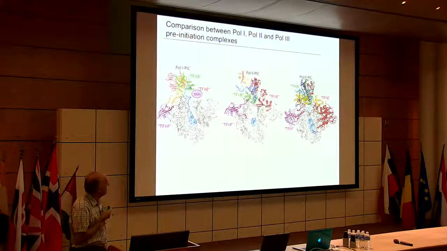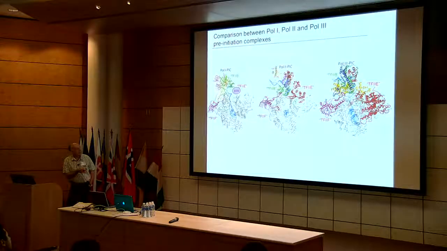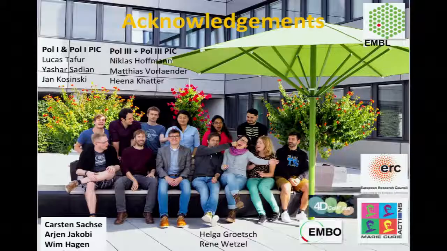And finally, the situation in the Pol 3 PIC where the C82 is the TFIIE and C34 contacts the DNA like TFIIF in the polymerase 2. And with that, I would like to thank the people who did the work.